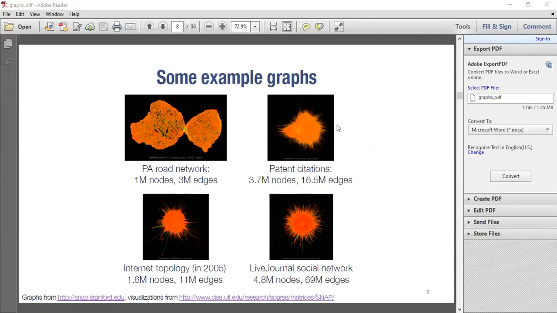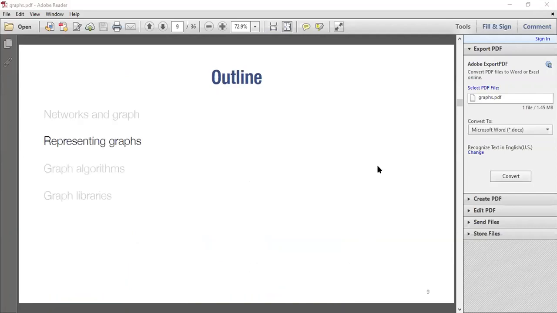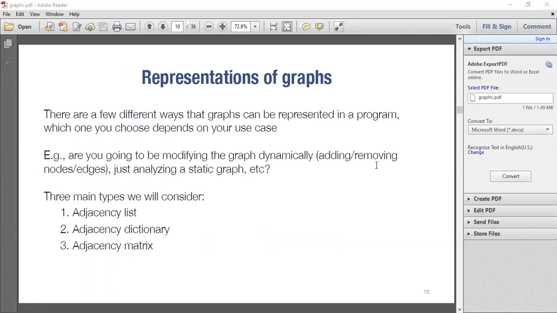Now, these are some examples of graphs in usage. This first one basically is the road network in, I think, Pennsylvania. So there are different representations of graphs that have been used in other research done all over the world. Now, in representing graphs, there are different ways we could do that. And in this particular course, we'll be looking at three different ways: adjacency list, adjacency.